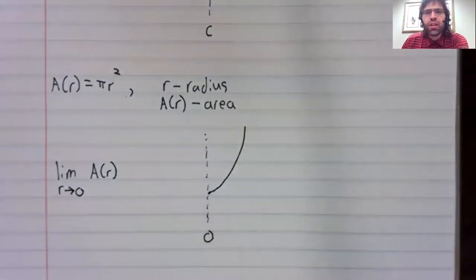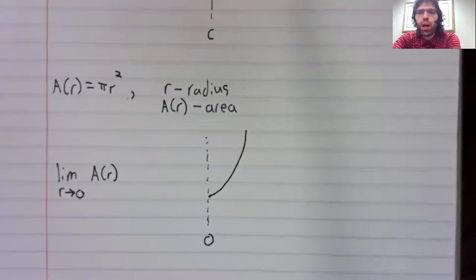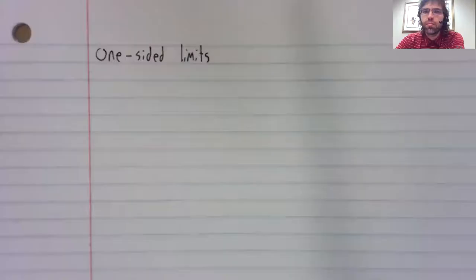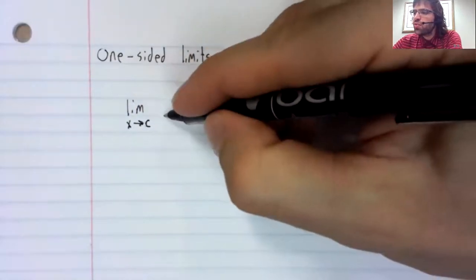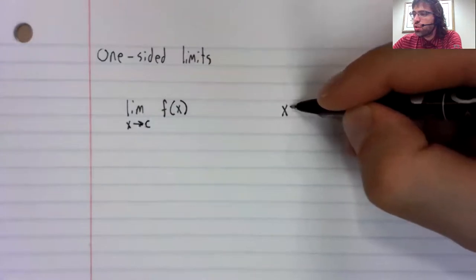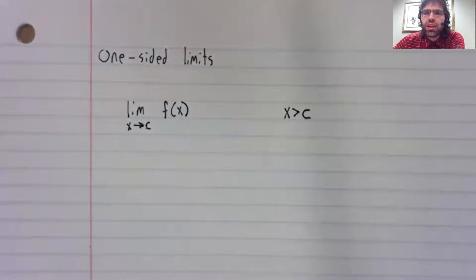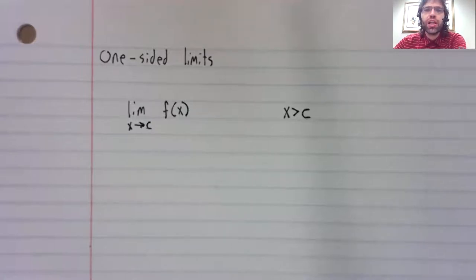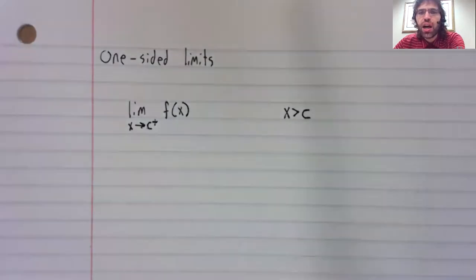So in a situation like this, where you want to approach c from a single direction, from the right or from the left, you have one-sided limits. If you want to take a limit as x approaches c of a function, but you want x to be greater than c, like in the example we just looked at, the radius approached zero, but the radius had to be greater than zero, then we put a plus sign there.